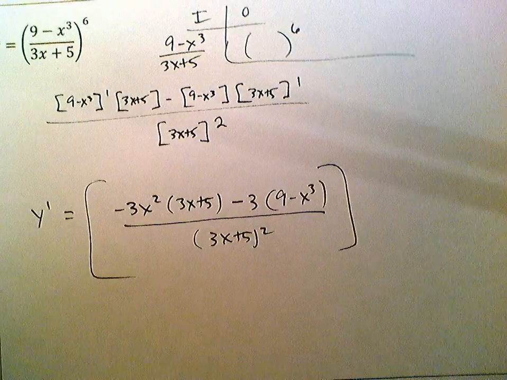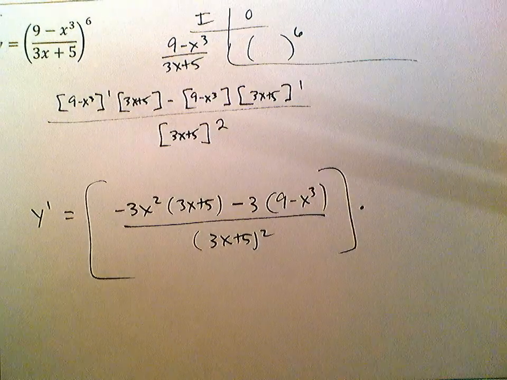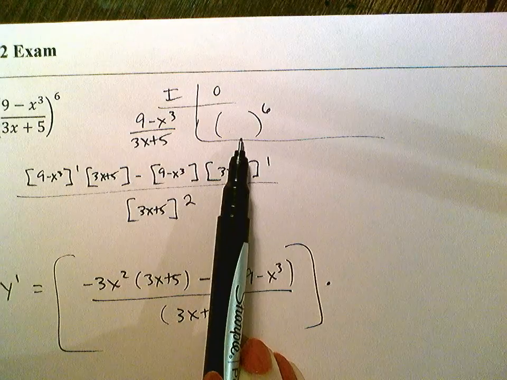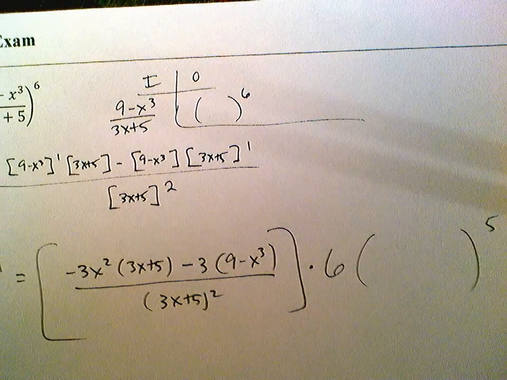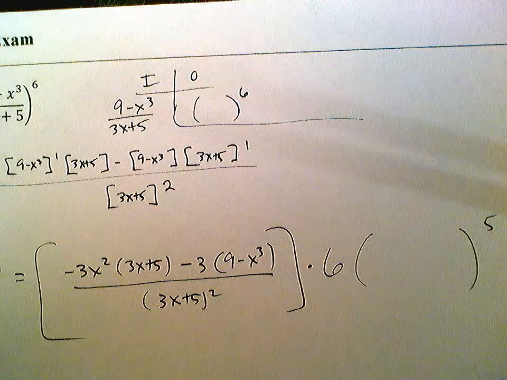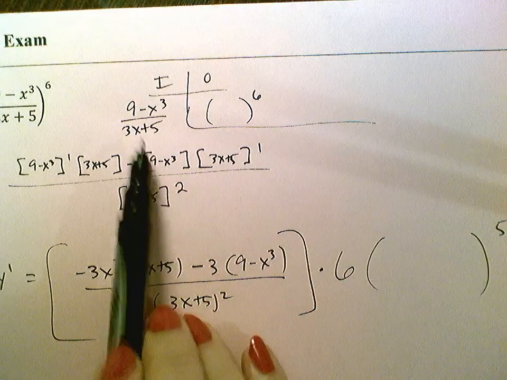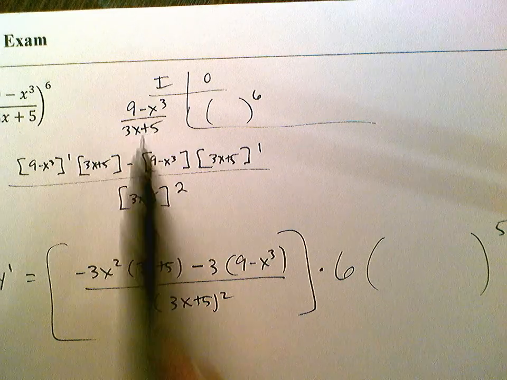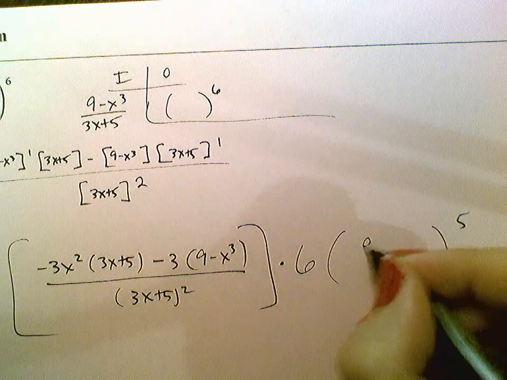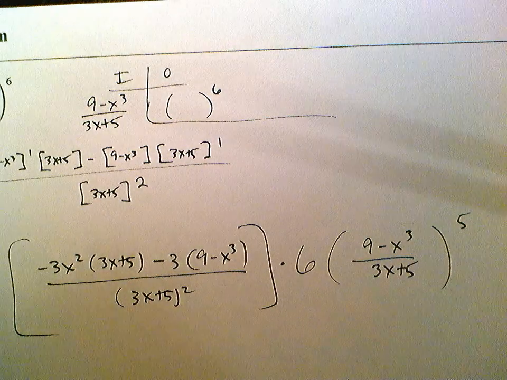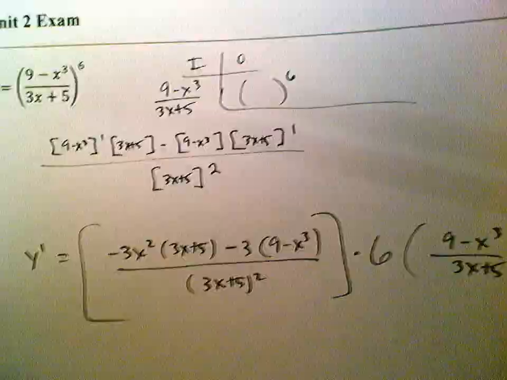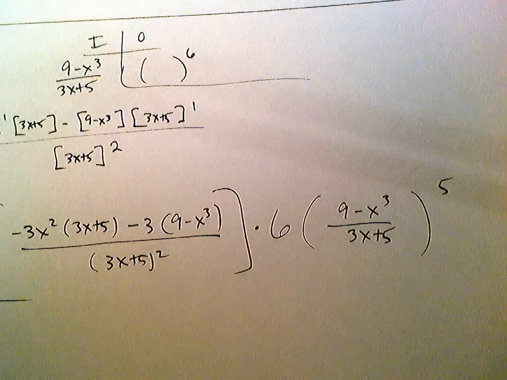Okay, that's the derivative of the inside times the derivative of the outside function, which is 6 blank to the 5th. But what goes back in the blank, what used to be there before. So this is going to go back in the blank, what was originally the inside function. So there is that. And one more.